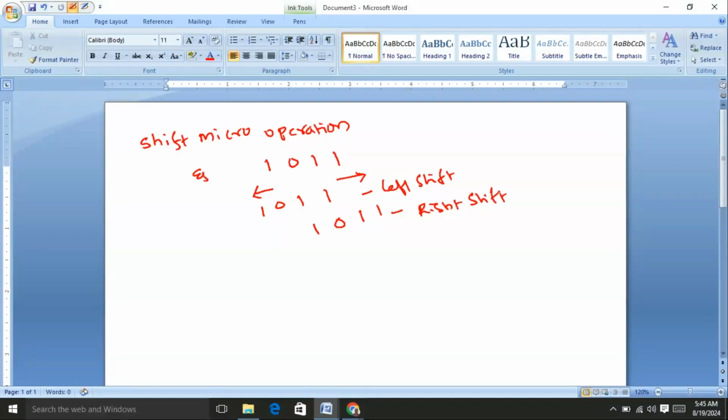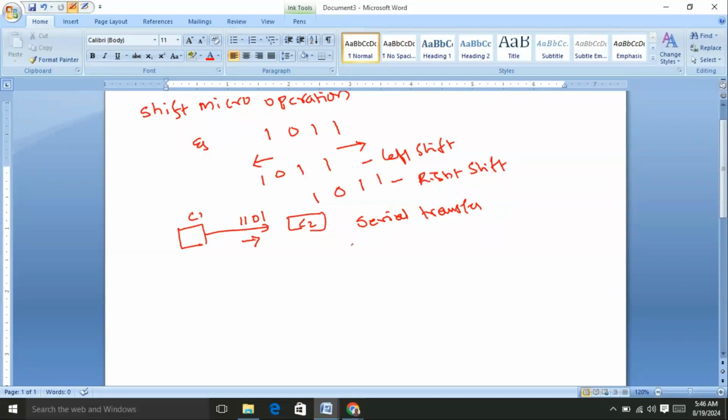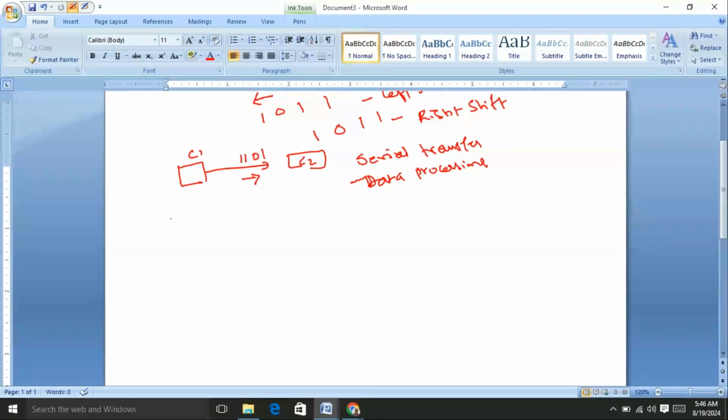That is, the data within the register being moved towards either the left side or the right side is known as shifting. What is the use or purpose of shifting? By using shifting, we can transfer the data from one circuit to another circuit in a serial manner, that means bit by bit. We transfer the data one bit after another bit. This is known as the serial transfer. Shifting is also used in some other data processing operations.